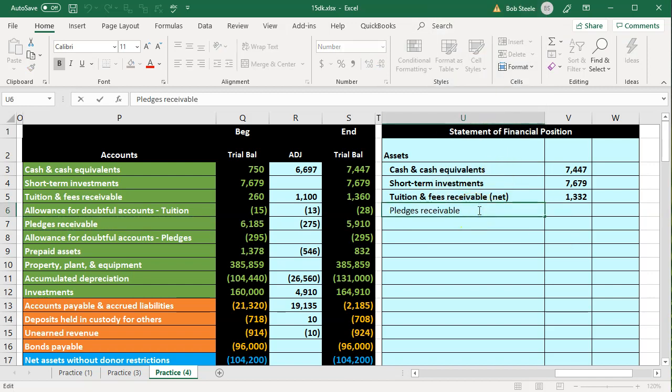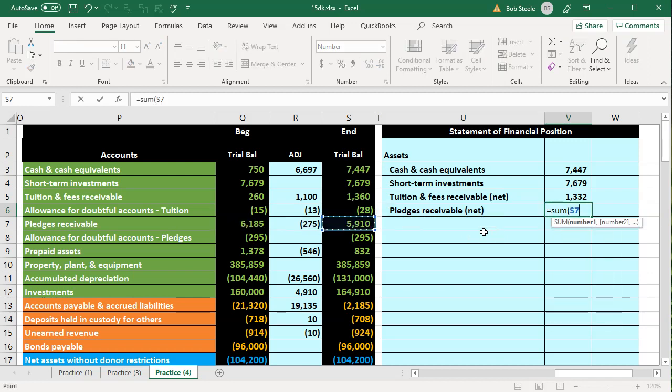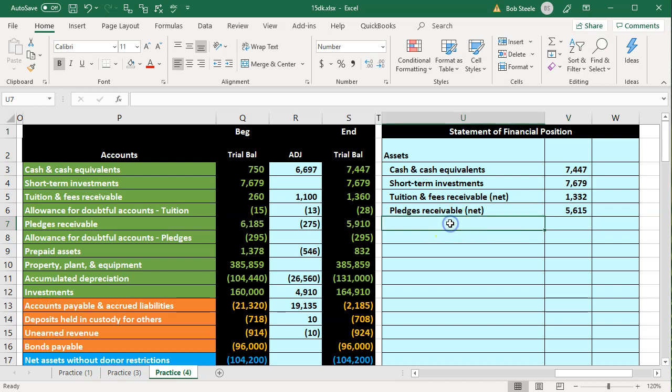I'm going to put that word next to it at the end again, net. We're going to record that net. And then in V6, I'm going to say equals the sum of, and we'll pick up the 5910 and the 295, and that'll be the 5615. So next we're going to have the prepaid assets.